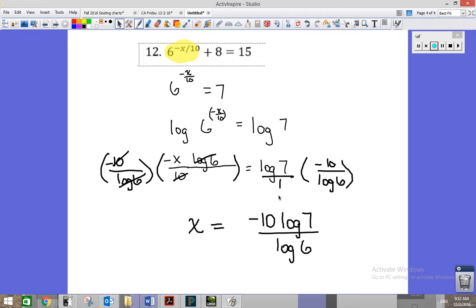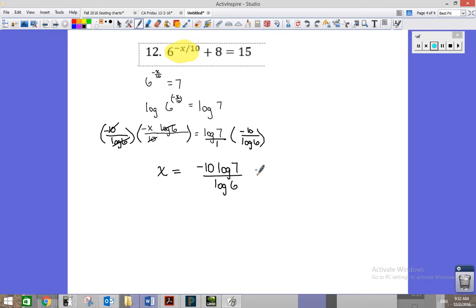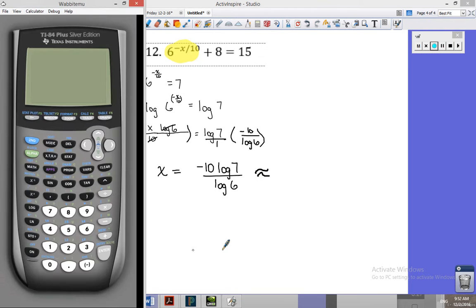So I claim that if we punch this into a calculator, we'll get a decimal approximation. Let's see what that is. I'll need parentheses around this numerator. I've got negative 10 times the log of 7. I said I needed parentheses and I forgot to put it in there. And then divided by the log of 6. Alright, so I've got negative 10.86. Oh, I forgot to round it to 3 decimals, didn't I? So I can do that myself.